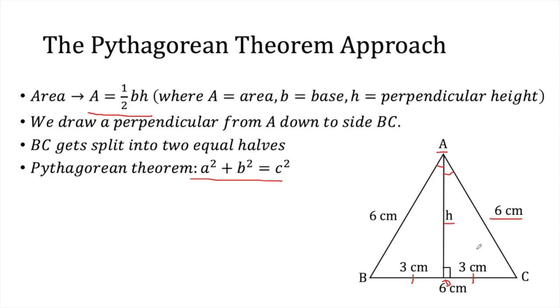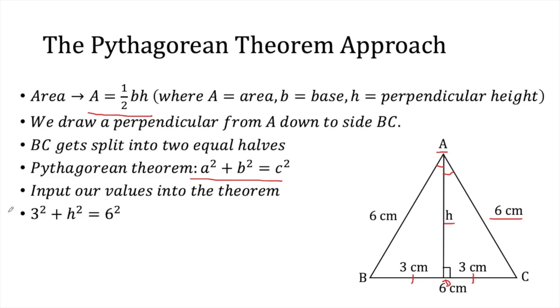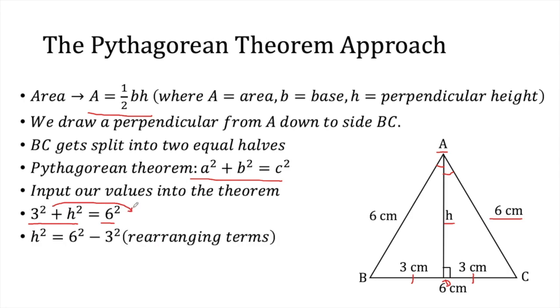Now we'll simply input these values of 6 and 3 into the Pythagorean theorem, and we'll get 3 square plus h square is equal to 6 square. Now we need to find h. We need to isolate h, and in order to do that, we must remove all the constants from its side of the equation. So we will take this 3 square to the right hand side, and we will get h square is equal to 6 square minus 3 square.